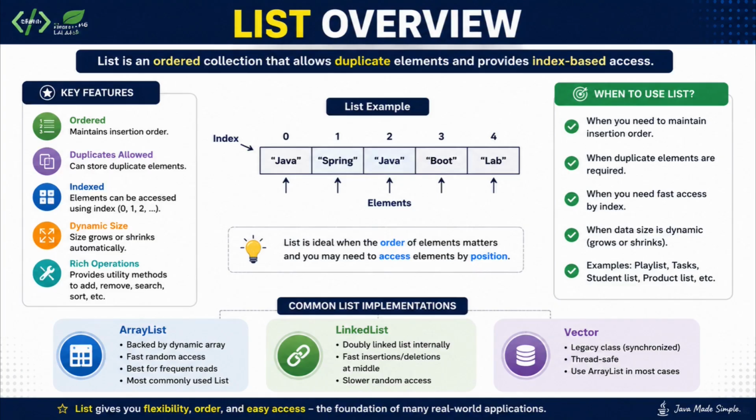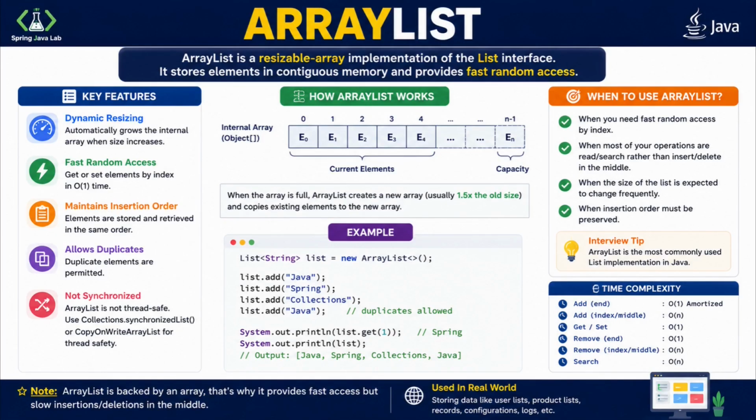Java provides 3 common list implementations: ArrayList, LinkedList, and Vector. Let's quickly understand when to use each one. ArrayList is the most commonly used list implementation in Java. If you're unsure which list to choose, ArrayList is usually the best starting point.